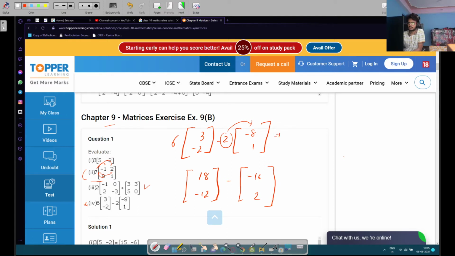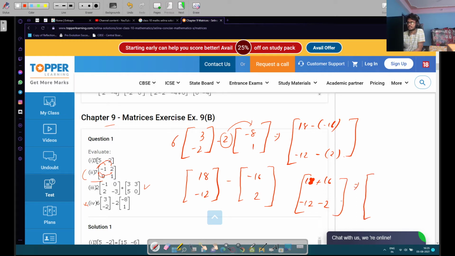Now what you do, you can subtract these two directly. So 18 minus of -16, and -12 minus 2. So the answer will be 18 minus of -16 is 18 plus 16, and this is -12 minus 2. So this gives your answer as 18 plus 16 is 34, and -12 minus 2 is -14. So this is your answer.